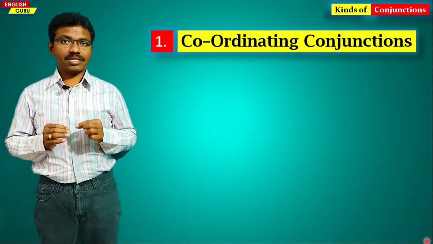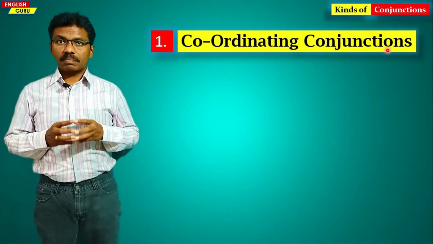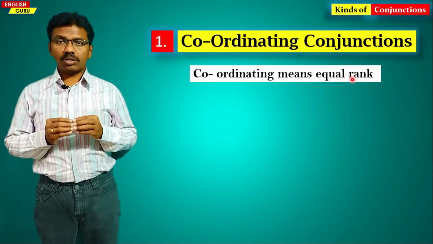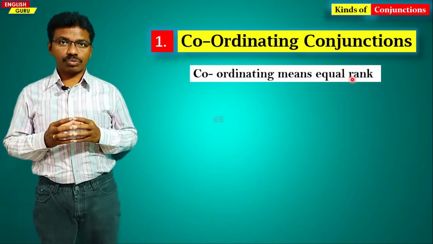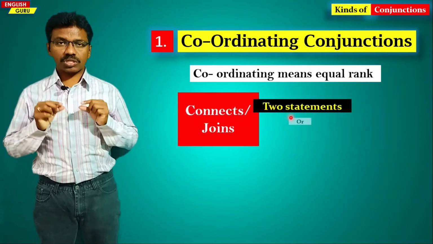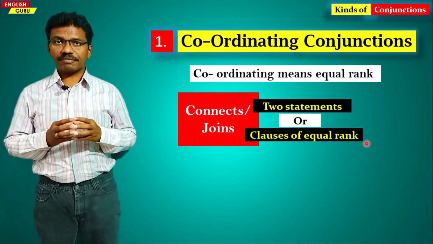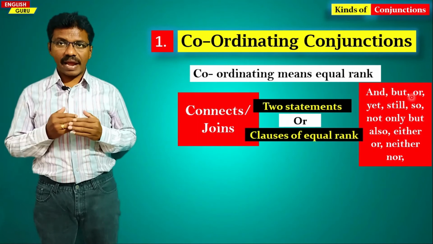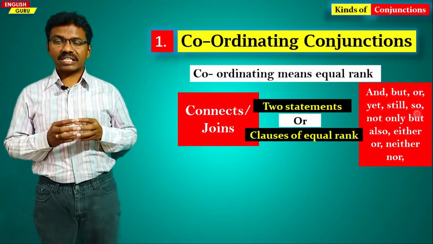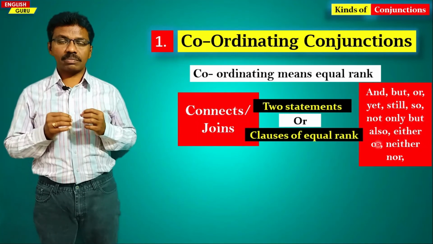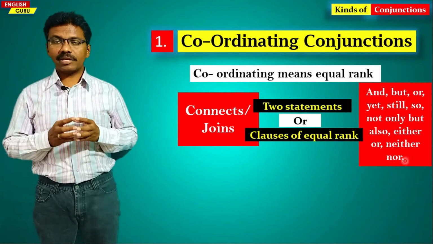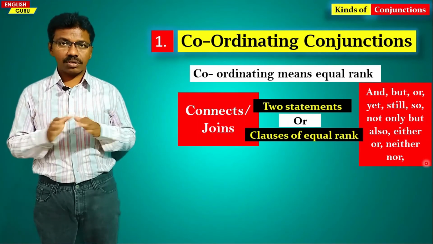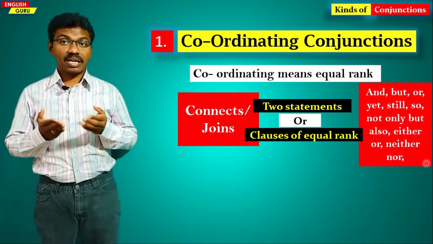The first one is coordinating conjunctions. The meaning of coordinating is equal rank, equal position. So what do coordinating conjunctions do? They connect or join two statements or two clauses of equal state, equal rank. There are many coordinating conjunctions, for example: and, but, or, yet, still, so, not only but also, either or, neither nor, etc. These are all coordinating conjunctions because they join two statements or clauses of equal rank.